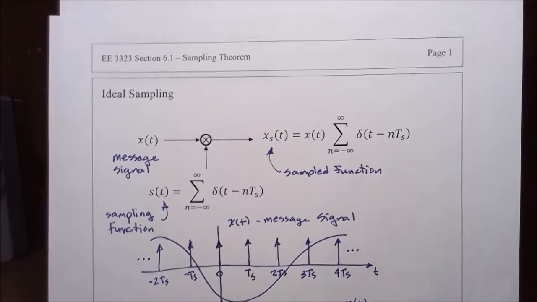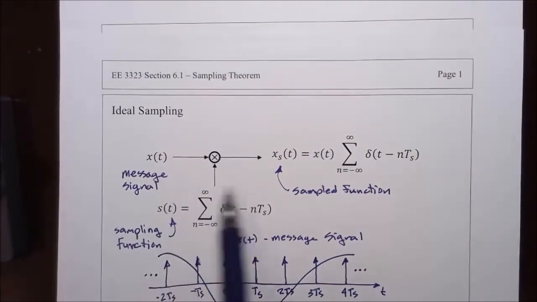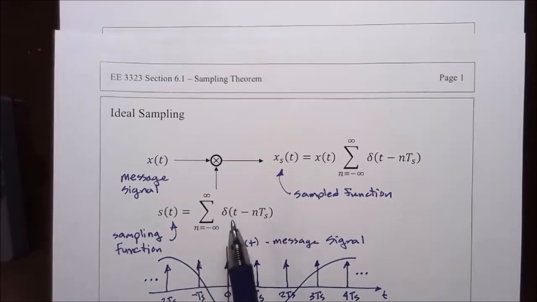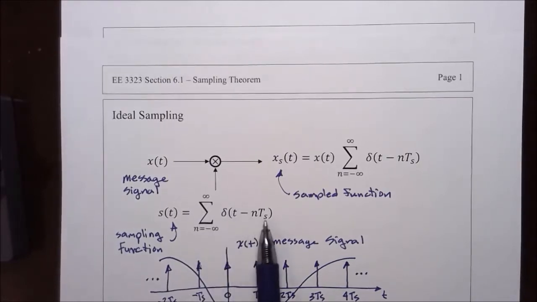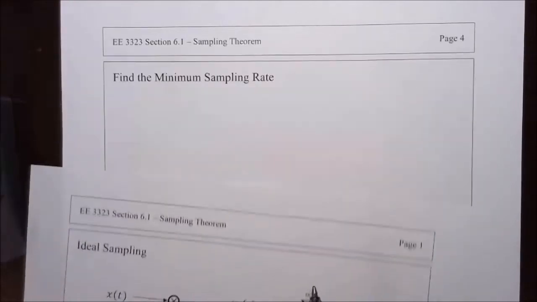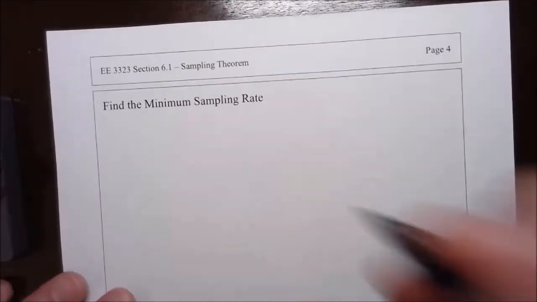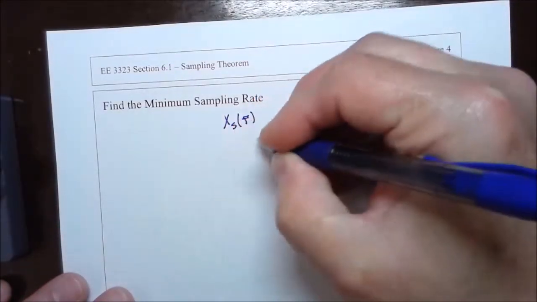So we are taking a message signal, an analog message signal, sampling it with this train of delta functions. The question I want to address now is, what are the limits and the requirements for the sampling period? That will turn out to be a minimum sampling rate. So to find this, let's again sketch the spectrum of the sampled signal.